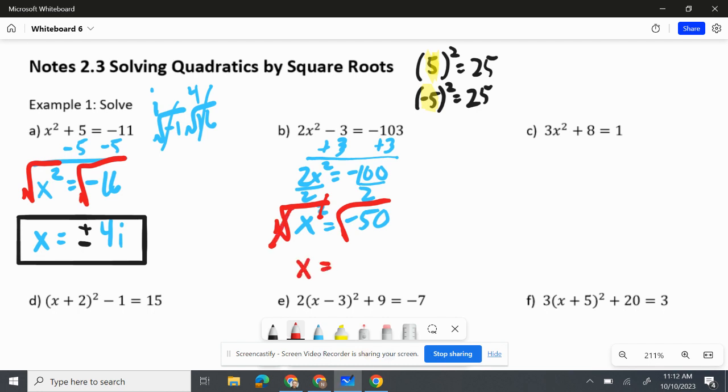Now, whenever we do that, we have to remember the plus or minus because we're not sure if it's a positive root or a negative root. We know that 50 is 25, negative 1, and 2. Square root of 25 is 5. Square root of negative 1 is i. And so we have plus or minus 5i square root of 2.